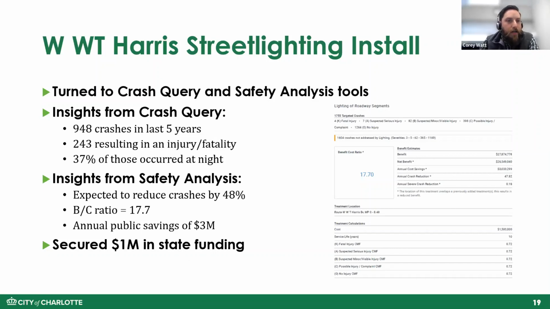Kind of the insights that we got, we found there were about 1,000 crashes in the last 5 years along the corridor. 243 of those were any type of injury or fatality crashes. And 35% of those occurred at night, which was pretty eye-opening for some folks here at CDOT. Previously we didn't have that data as granular and as easy to access as it is now. So just to be able to quickly and easily summarize crashes like that and say, yes, we know we need street lighting out there, but now we have some numbers that support that.